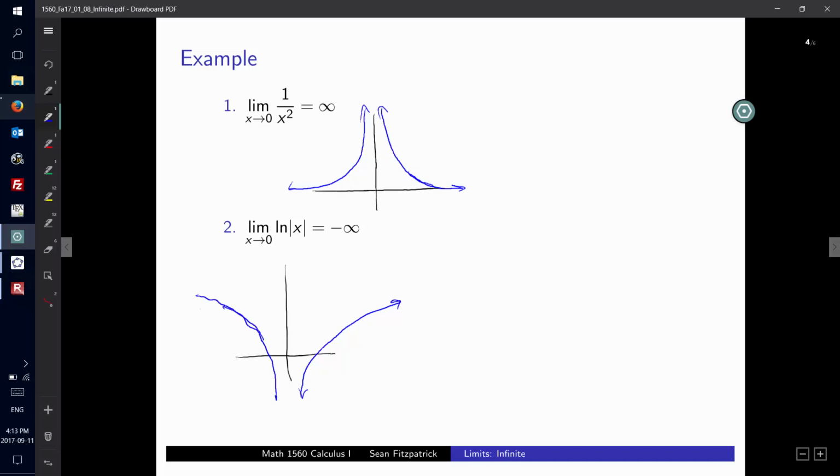My graphing skills on a tablet still need some practice, but we get something that looks like that. So in either case, we have infinite limits for these guys. Now, how do you see that these ones have infinite limits?